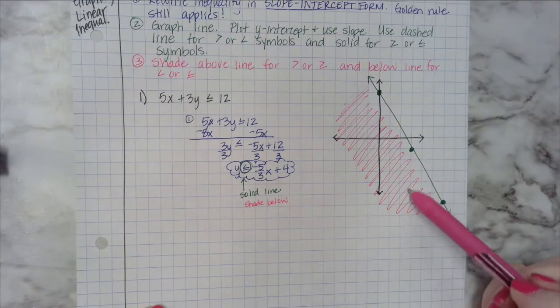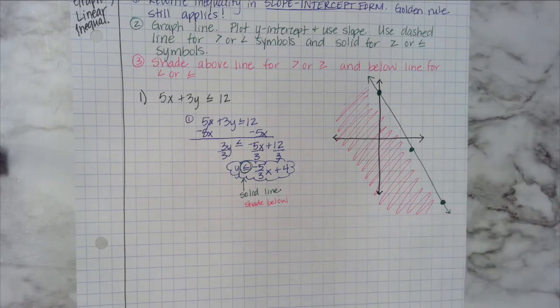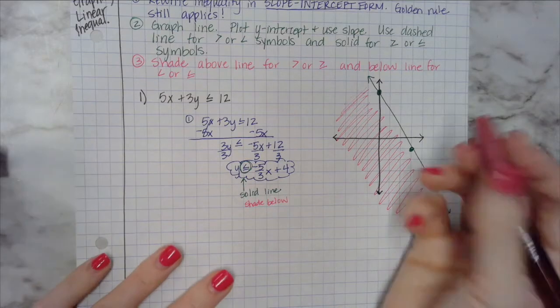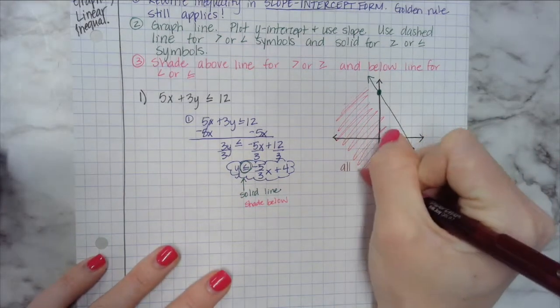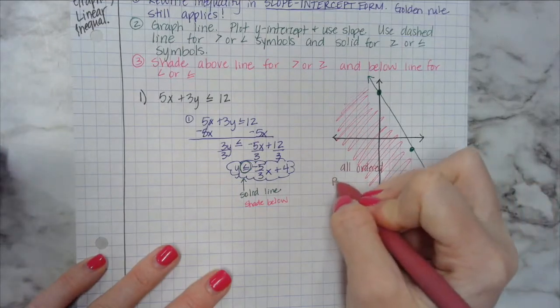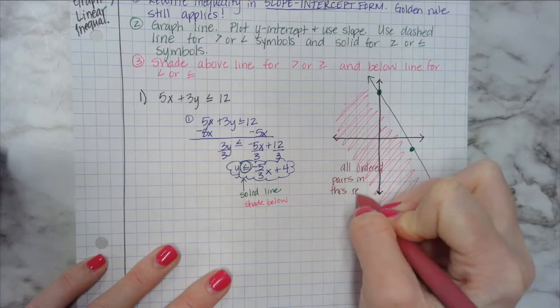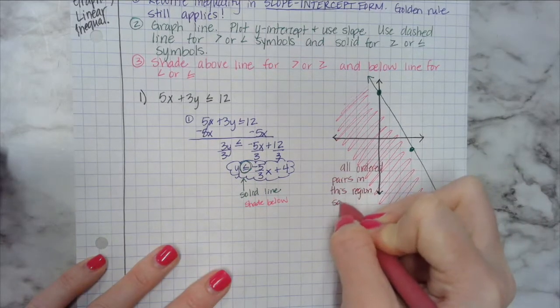That means that all of the ordered pairs in this region satisfy the inequality.